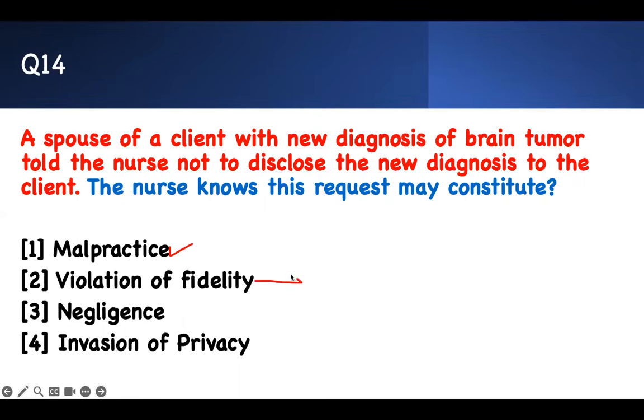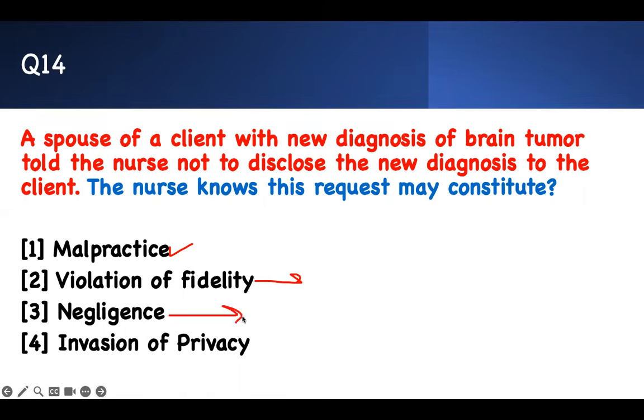Violation of fidelity. You always know fidelity is being faithful and following the truth, but this is not a situation where it applies. You're being faithful, following truth, and staying loyal. You're keeping your promise. You have not promised the client anything, so there's no need for it.